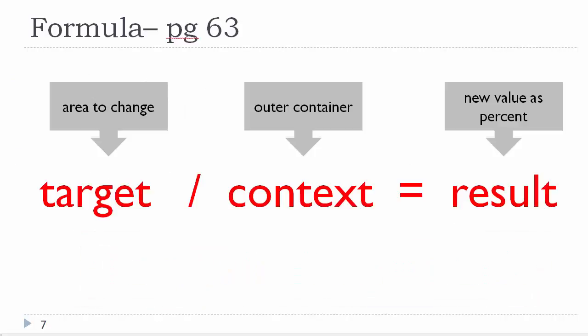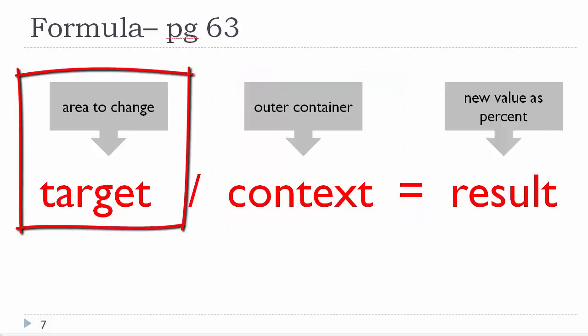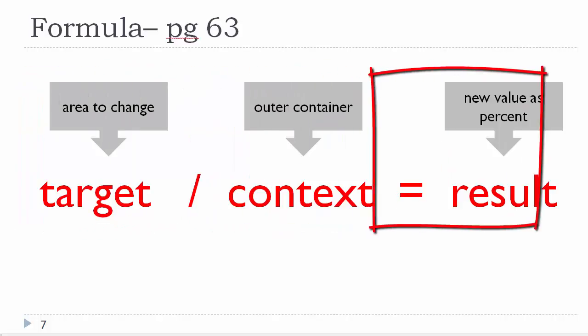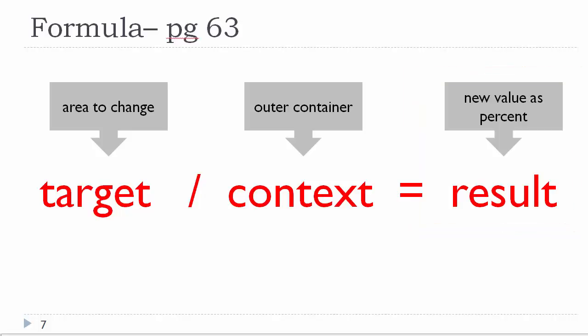Looking at the rule, the context is the outermost container. It might be the outermost wrapper, or it could be another container that contains other elements, and we want to get the percentage of the elements inside it. The target is the pixel area of the area we want to change. By dividing these two, we will get a decimal, and then we can convert it to a percent. Usually you will get a decimal because we're generally going from larger to smaller.